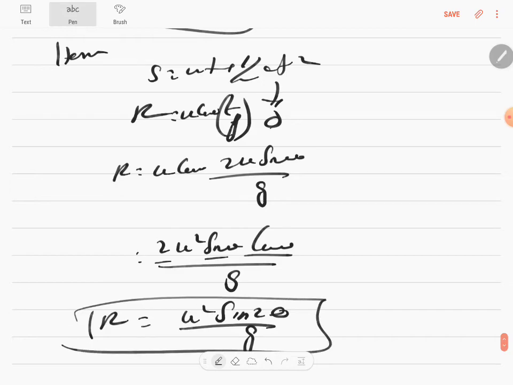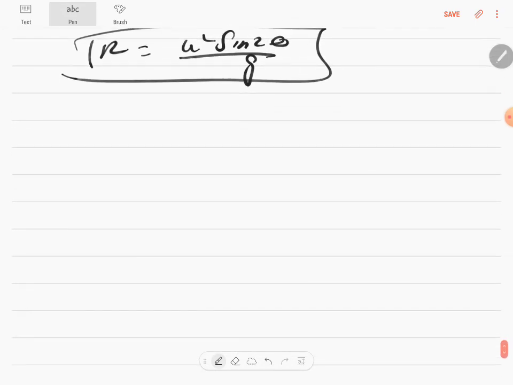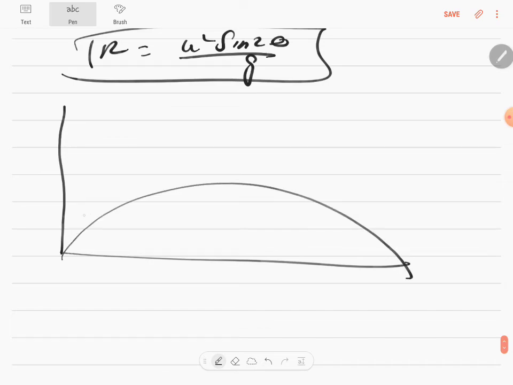Now they'll ask you to prove it's parabolic. They'll ask you to prove that this is parabolic. Last one. We'll take any point you have at any point of time.